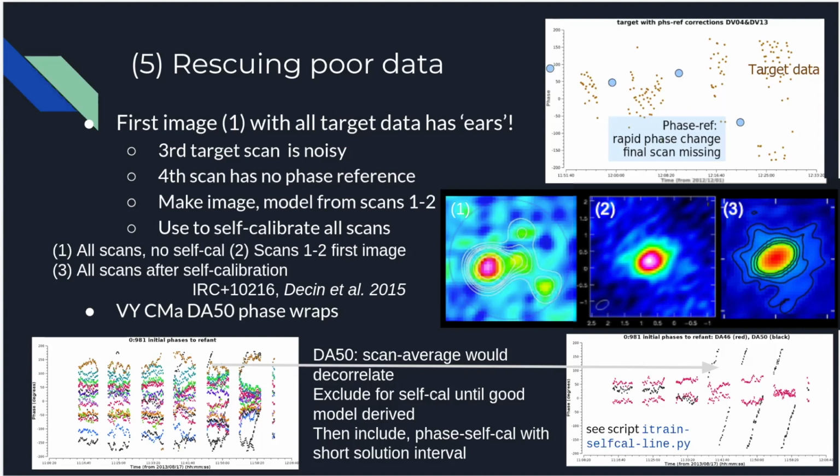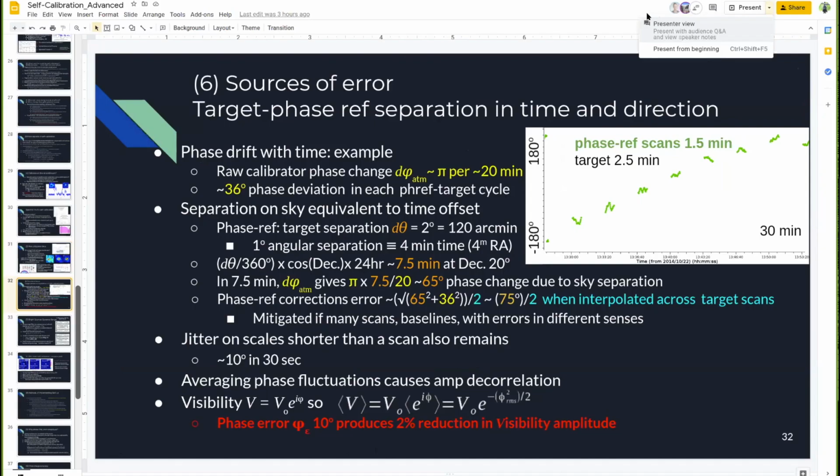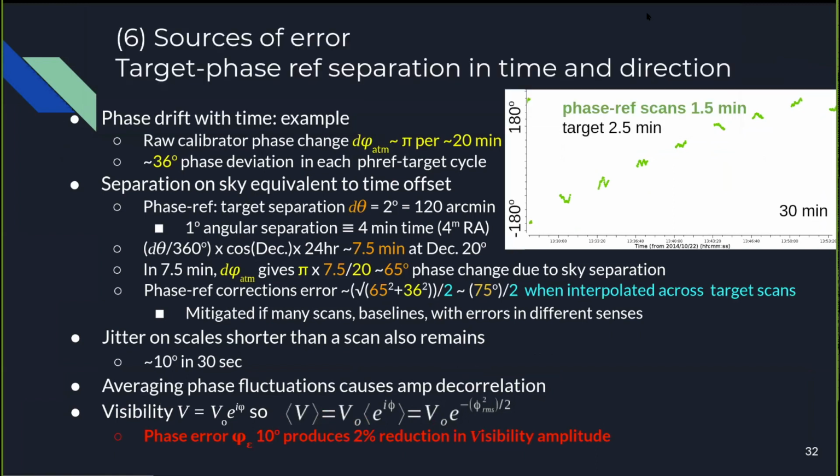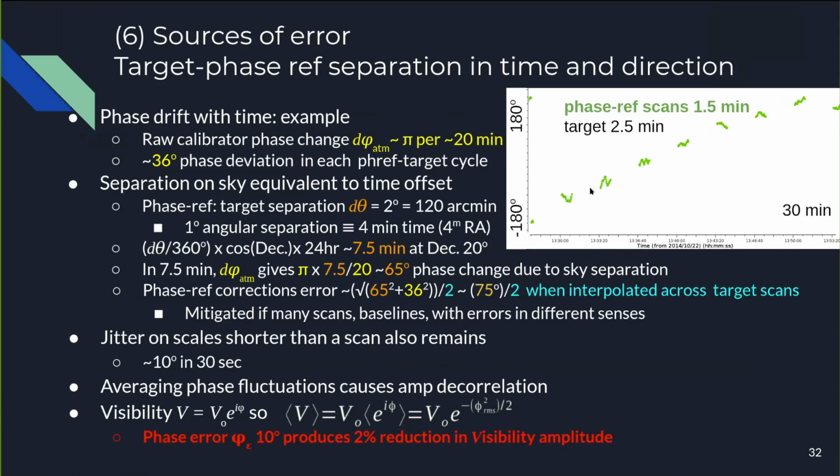Okay, so I'll now move on to my next slide. The analytic basis for the source of error, or how you can figure out what the effects on your image are going to be if you have some level of residual phase error. So in this example, you have phase reference scans alternating with target scans. I've only shown the phase reference scans here. And the overall slope of the phase is about 180 degrees in 20 minutes, or 36 degrees in each phase ref target cycle.